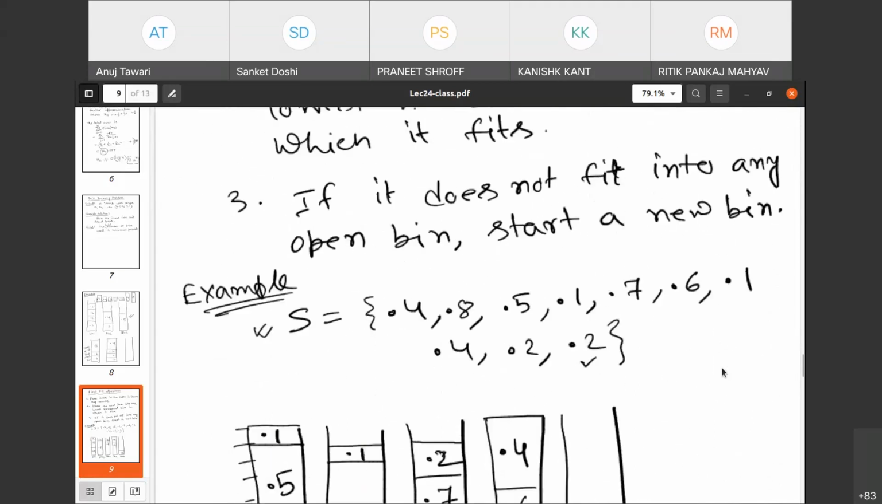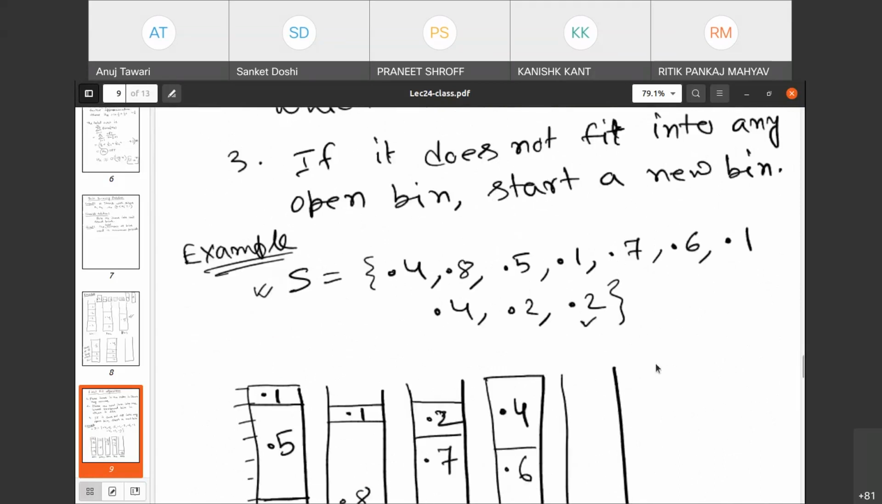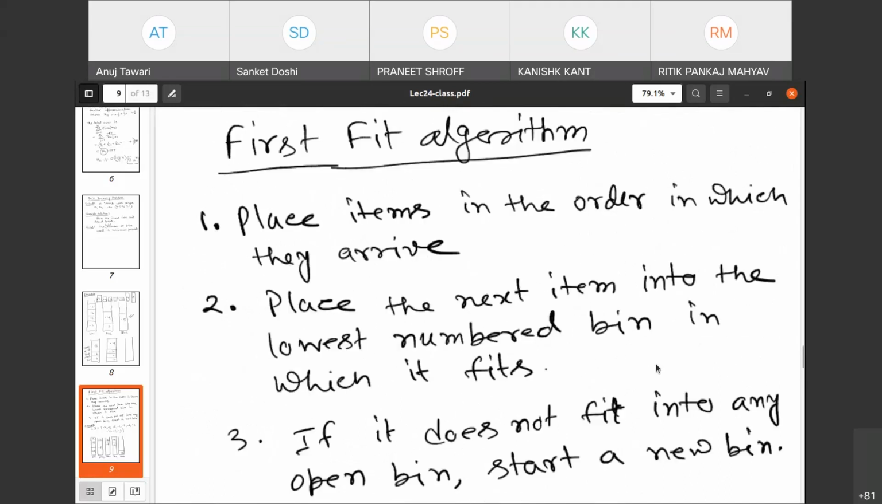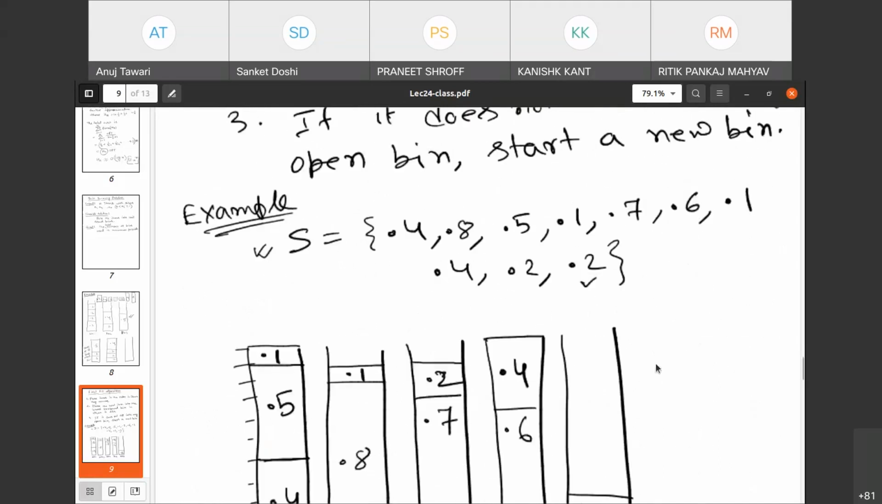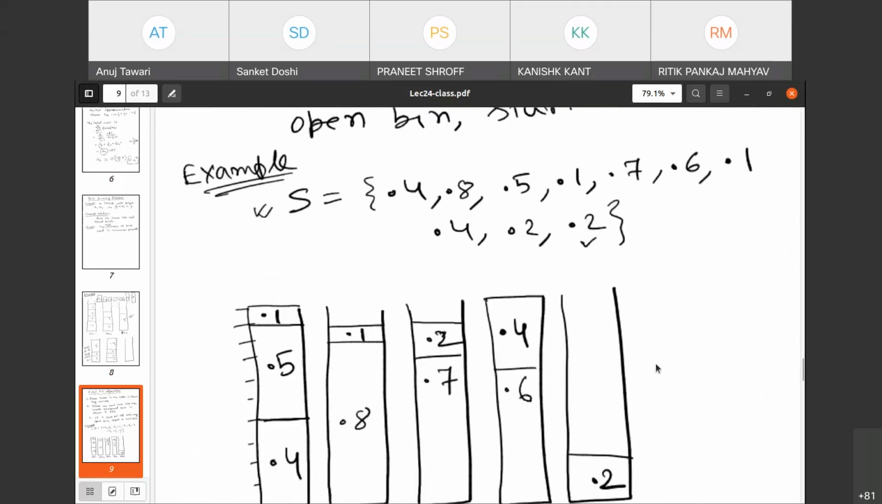So here, as an example, let's say I had this set S of these sizes, which is 0.4, 0.8, 0.5, and all these values are given to you. And I will follow this algorithm: place the items in the order in which they arrive. So first you'll put this 0.4 in the first bin. Then you see 0.8 is too large, so you have to put it in the next bin. 0.5 can fit into the first bin.